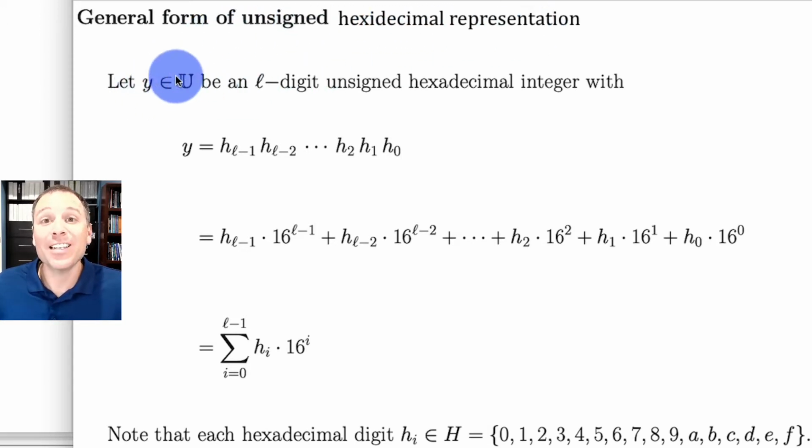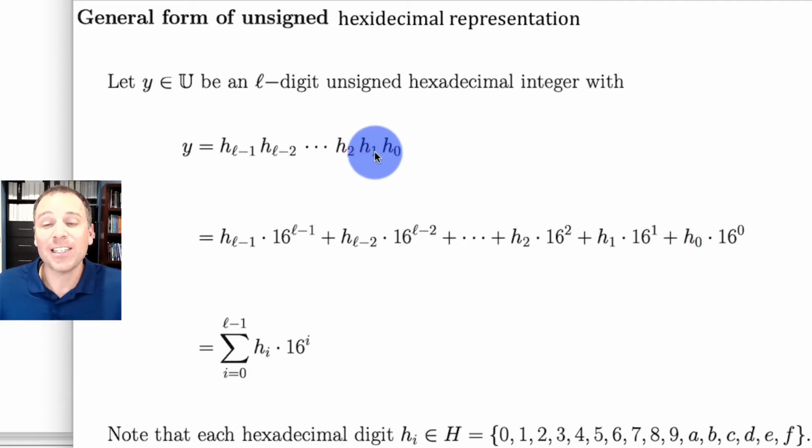Let's begin with an unsigned integer, a non-negative whole counting number, and we'll say that an L-digit hexadecimal representation takes the form y equals h sub L minus 1, h sub L minus 2, all the way down to h2, h1, h0, where each of these hexadecimal digits is associated to the corresponding power of base 16. Hexadecimal means we're using base 16. So the least significant digit, h0, would get paired with 16 to the 0.